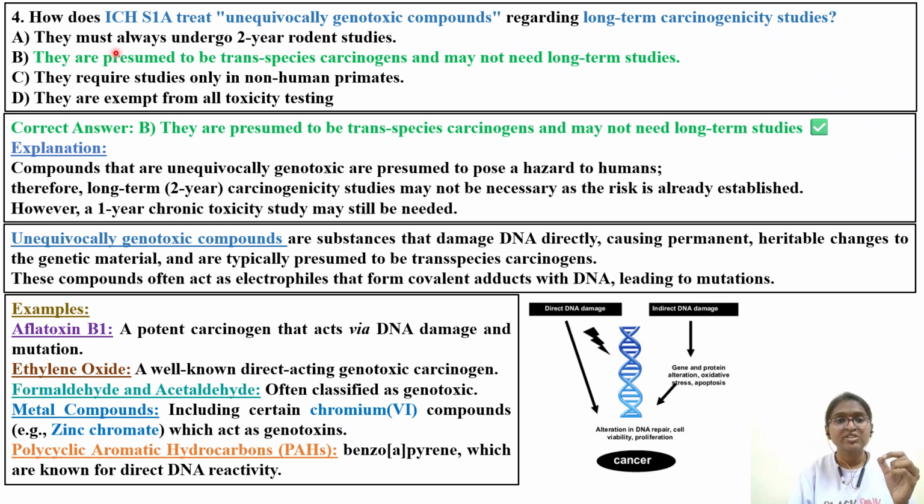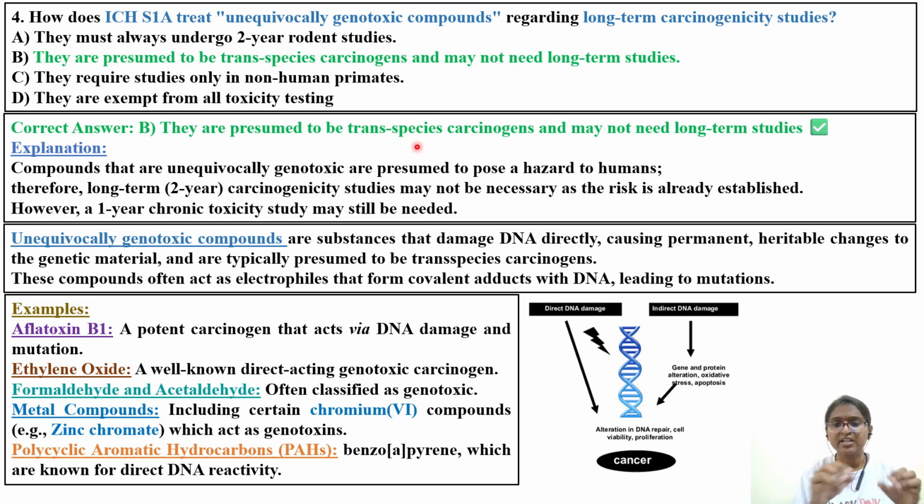Option A is they must always undergo 2-year rodent studies. Option B is they are presumed to be trans-species carcinogens and may not need long-term studies. Option C, they require studies only in non-human primates, that is monkeys. Option D, they are exempt from all toxicity testing. So the right answer will be in the green text. That is, these unequivocal genotoxic compounds are presumed to be trans-species, for example mice, rat, rabbit, dog, like that.